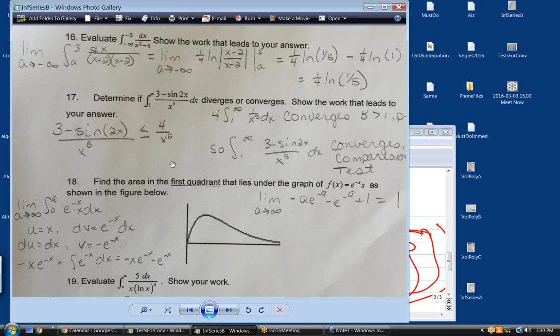16, when you're doing improper integrals, in other words, where one of the limits of integration is infinity or negative infinity, the book always uses a technique that I don't find necessary. In other words, I just go ahead and make it go from negative infinity to 3, and it works just fine. You don't need to use a letter and then take the limit as that letter goes to negative infinity. It just isn't necessary.